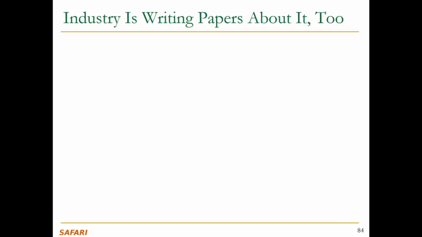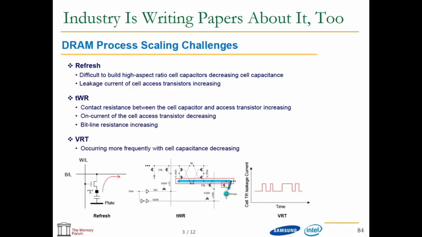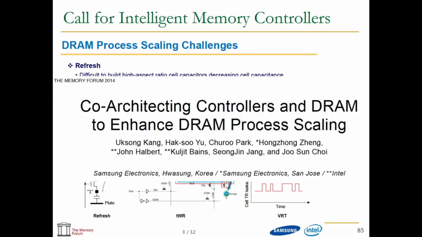Okay, so industry is actually writing papers about it too. This is not related to Rowhammer, but this talks about the DRAM scaling challenges in general. And it focuses on what I said is the real scaling challenge, the refresh problem. And the variable retention time problem, which we will cover if we have time still. But the key point that I want to make is, other than recommending this paper that was written by two unlikely partners that will ever write a paper together, Samsung and Intel.